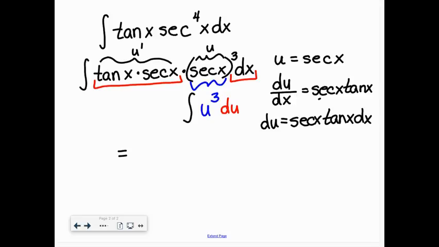So I just take my antiderivative with respect to u, which is going to be u to the 4th over 4 plus c, which becomes, I plug in secant to the 4th plus c.